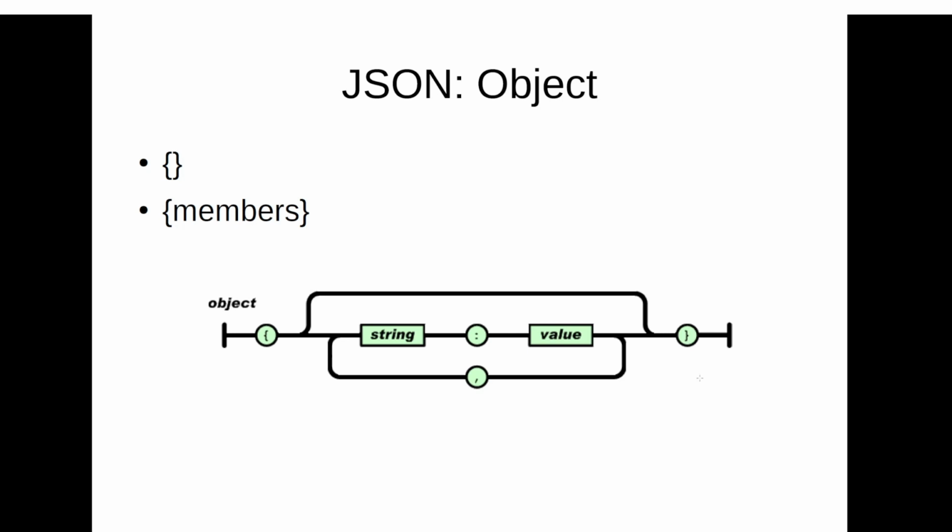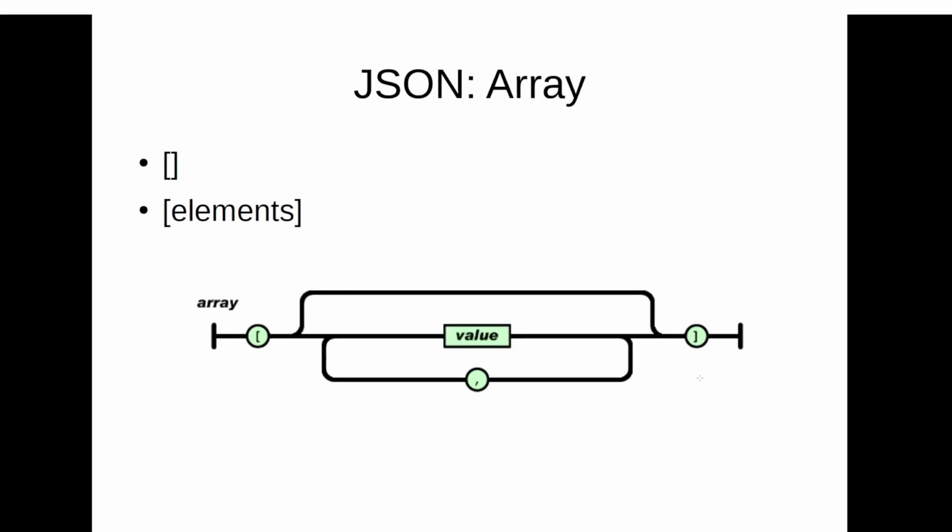The most basic primitive in JSON is the JSON object, which is denoted by an opening and closing curly brace. Inside, you will find the members, which is a comma-separated list of string value pairs. A JSON array is denoted by an opening and closing square bracket, which is then composed of a comma-separated list of values.